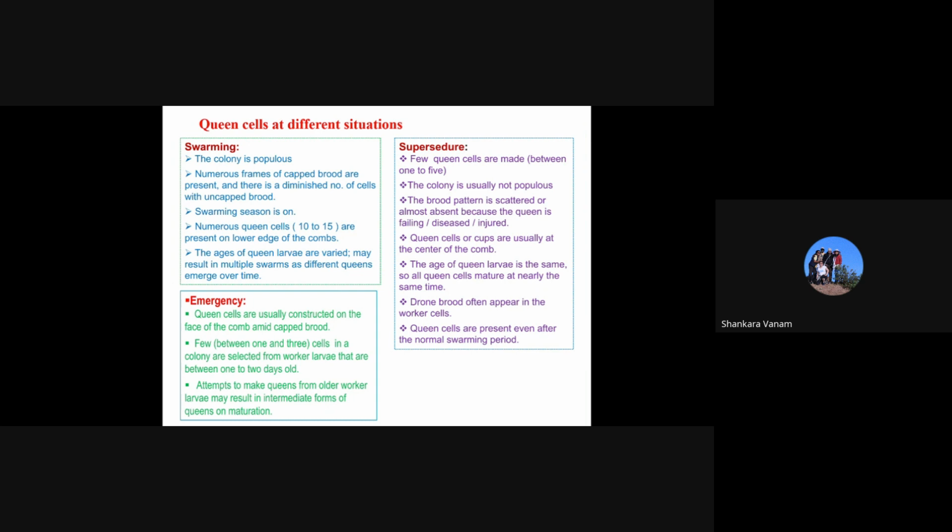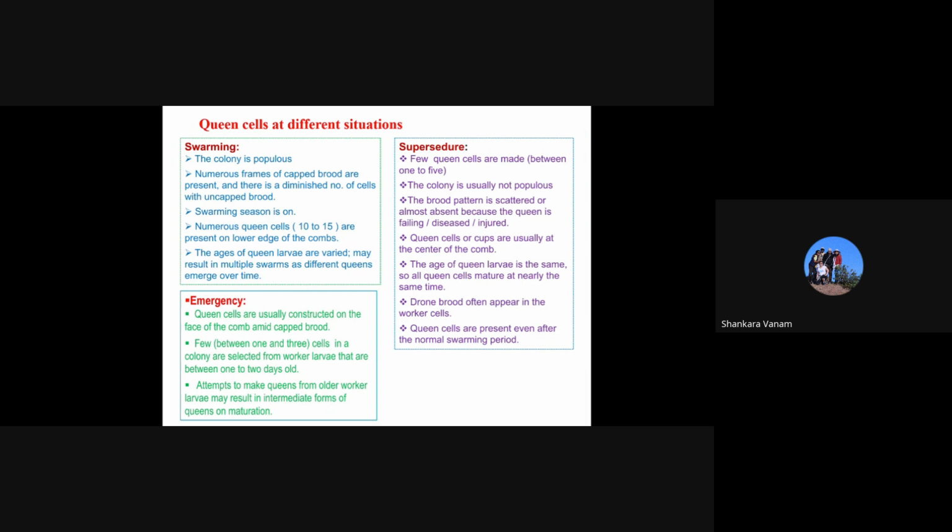The other condition is supersedure. Few queen cells are made, between 1 to 5. Supersedure, as I told, happens when the old queen is unable to lay a sufficient number of eggs and unable to keep the colony in harmonious condition. That is, when the queen substance, that is queen pheromone production, is reduced in the queen. In such conditions, worker bees decide to rear a new queen, forming a new queen cell, selecting a healthy egg or early stage of larva. So in this condition, 1 to 5 queen cells are formed.